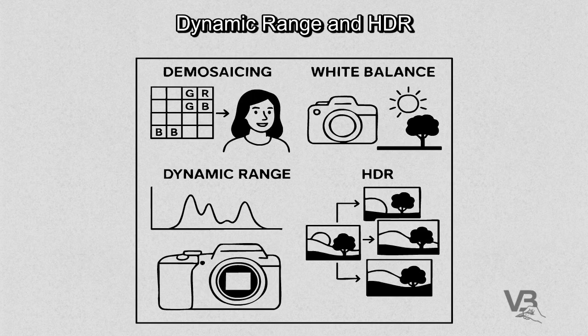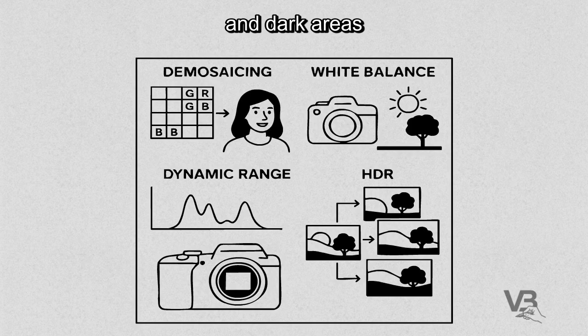4.4. Dynamic range and HDR. The human eye can see both bright and dark areas at the same time, but sensors cannot. HDR, high dynamic range technology, takes several images at different exposures and combines them so that both bright skies and dark shadows are visible in the final photo.